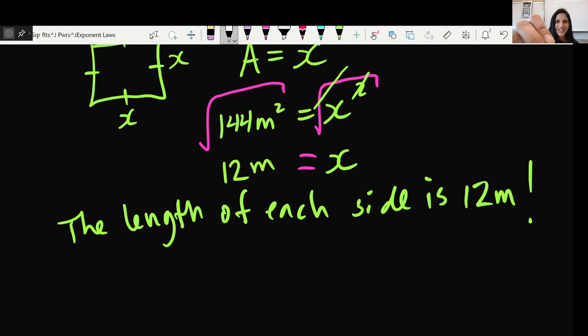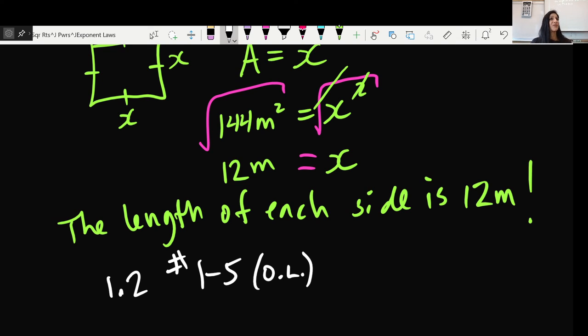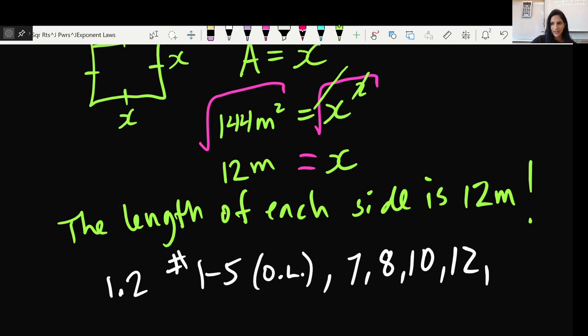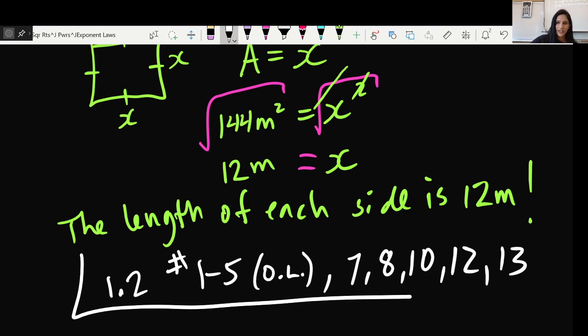Okay, so here's what I would like you to do for section 1.2. You can work on numbers 1 to 5. You can do the odd letters, so we are all clear on what I mean by that now. I'm going to use that a lot. A, C, E, etc. So you don't have to do all of them, you skip. And then 7, 8, 10, 12, and 13. So there's your work.